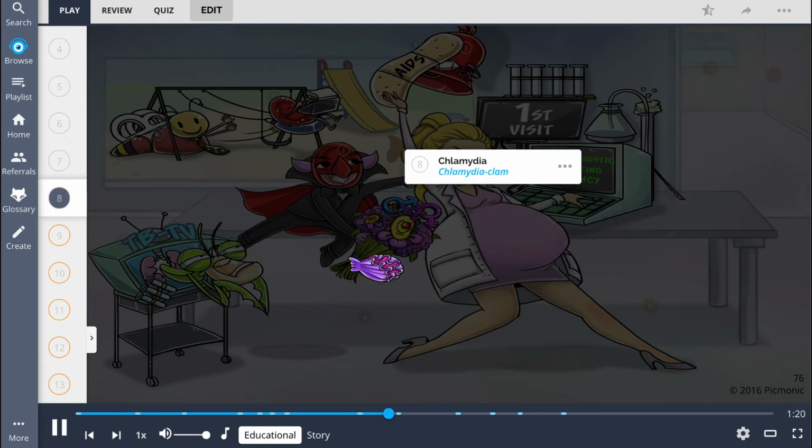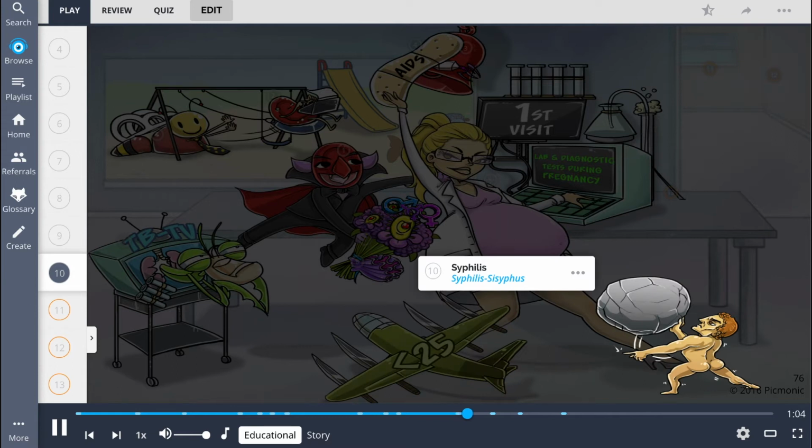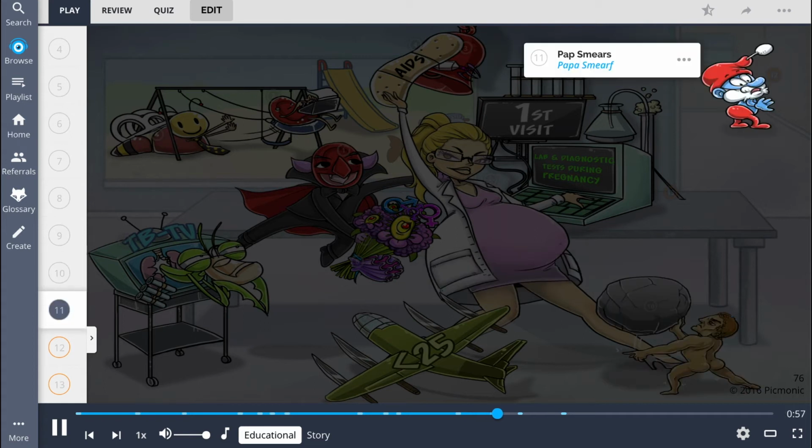These include chlamydia, the chlamydia clam, and Neisseria gonorrhoeae, the knives gunner ship. The gunner ship has a less than 25 on it because patients who are less than 25 years old, or any woman with an increased risk of or previous infection, should be screened. All women will be screened for syphilis, the syphilis Sisyphus, as these can be passed through the vaginal canal during delivery of the newborn. Additionally, a Pap smear, depicted as Papa Smurf, will be completed to survey cervical abnormalities.